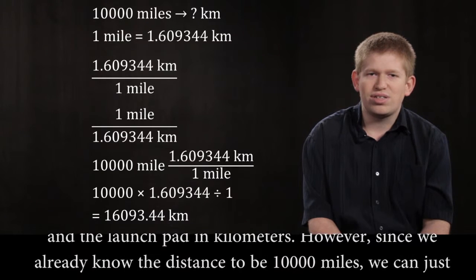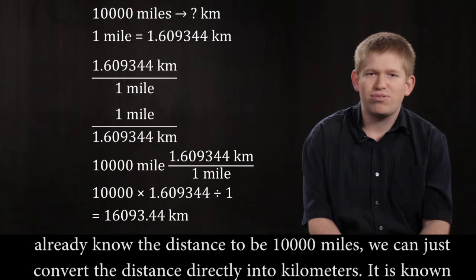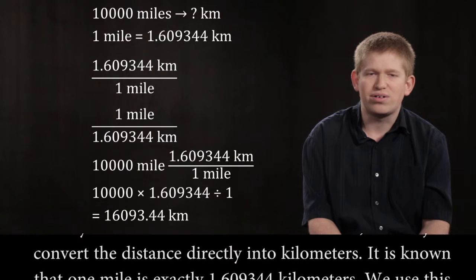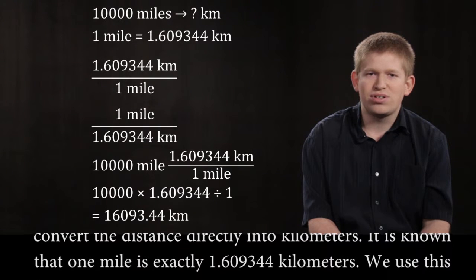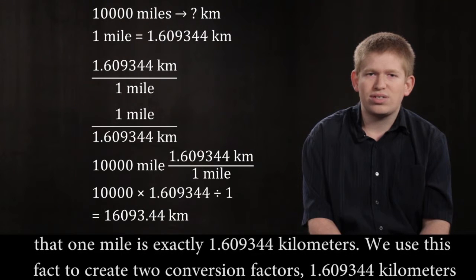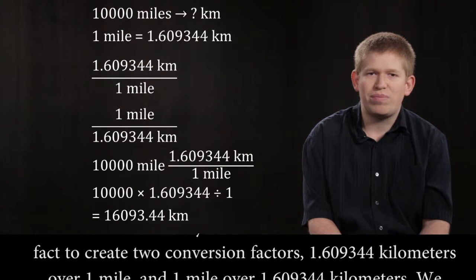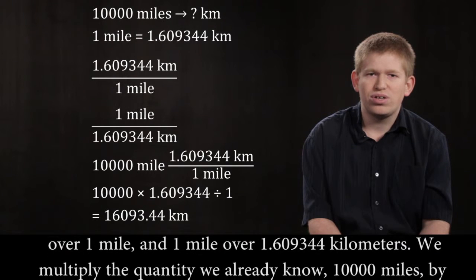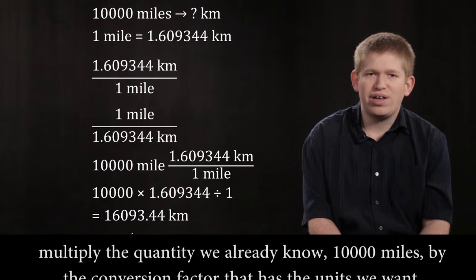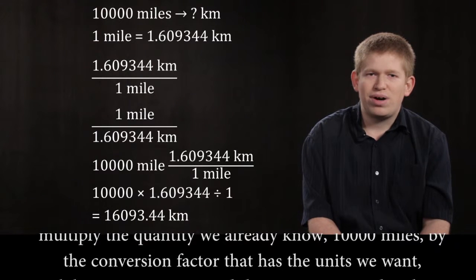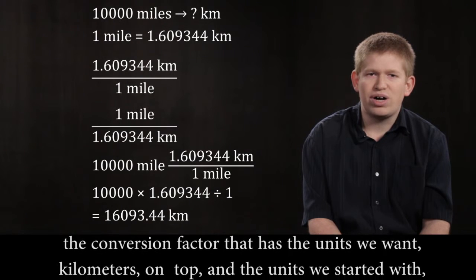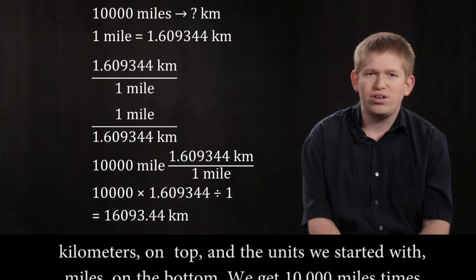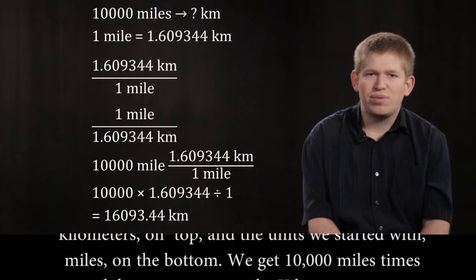However, since we already know the distance to be 10,000 miles, we can just convert this distance directly into kilometers. It is known that there are exactly 1.609344 kilometers in 1 mile. We use this fact to create two conversion factors, 1.609344 kilometers over 1 mile and 1 mile over 1.609344 kilometers. We multiply the quantity we already know, 10,000 miles, by the conversion factor that has the units we want, kilometers, on top, and the units we started with, miles, on the bottom.